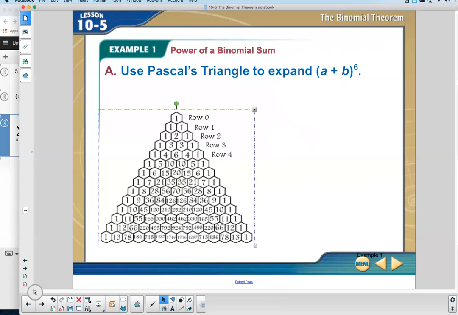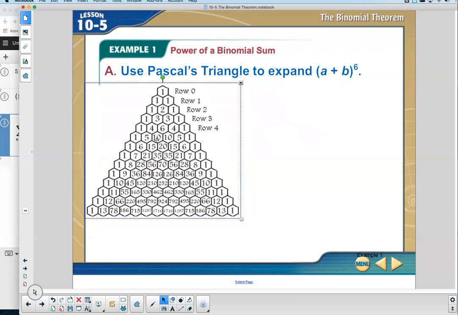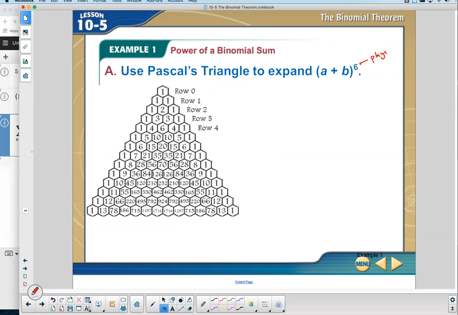It says use Pascal's triangle to expand a plus b to the 6th power. So what we're saying here is we're going to play this game 6 times. I'm not going to give you odds at the start. I'm just going to leave it as math letters. But I will tell you, we play this game 6 times. That's the plays or row. That's how many times you play or the row you look at.